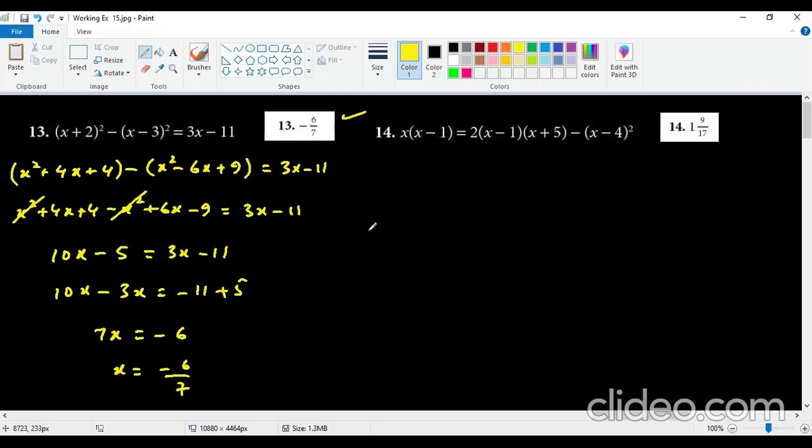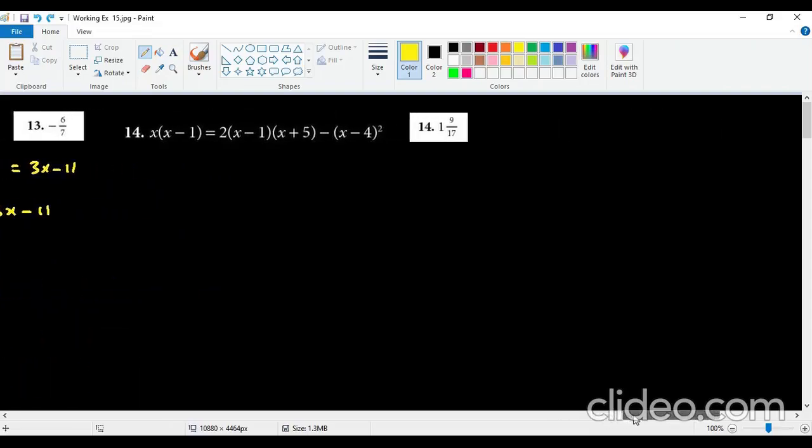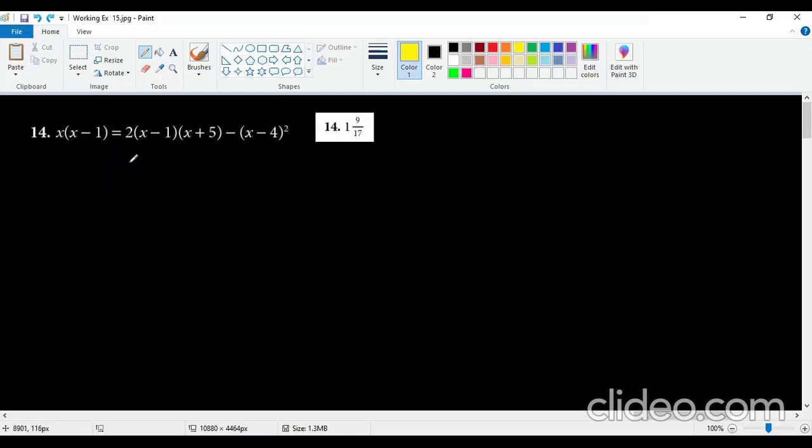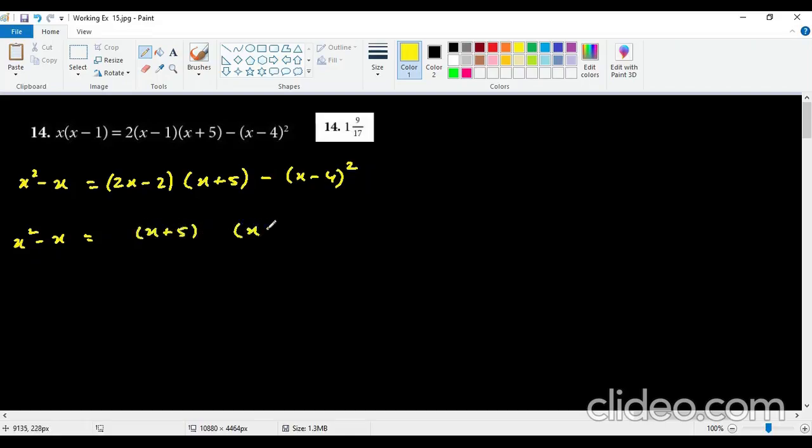Now comes question number 14. In here, as you can see, this is a bit more complex. So on the left hand side is going to be x square minus x, and on the right side it's a bit complicated. So this is going to be 2x minus 2 in the first bracket, and the second bracket is x plus 5, and the last bracket I'll keep as it is for now. x square minus x equals, now I will write x plus 5 two different times, and this one I'll keep as it is for now, and I will multiply this first by 2x and second by minus 2.